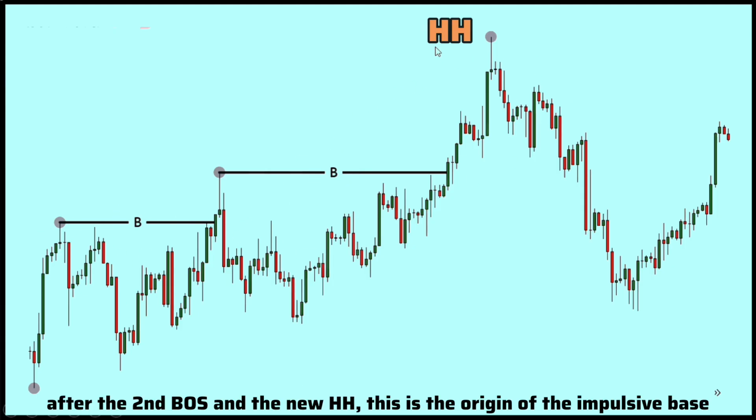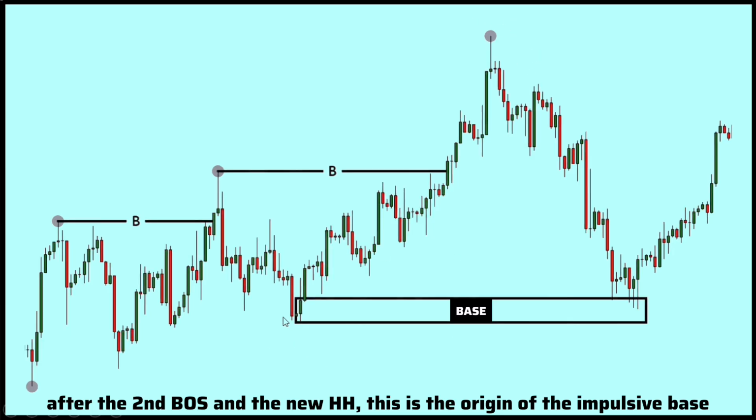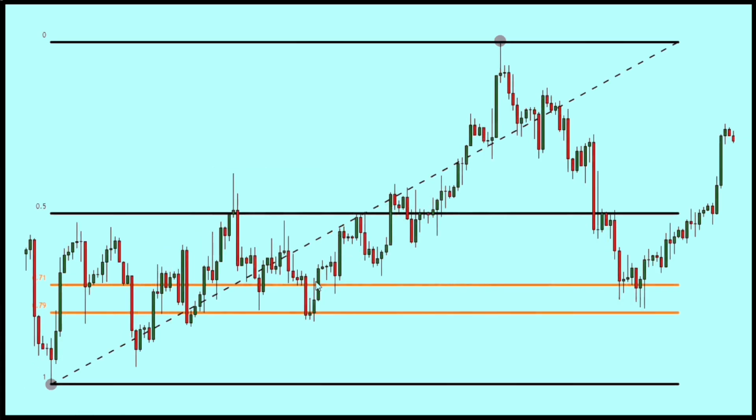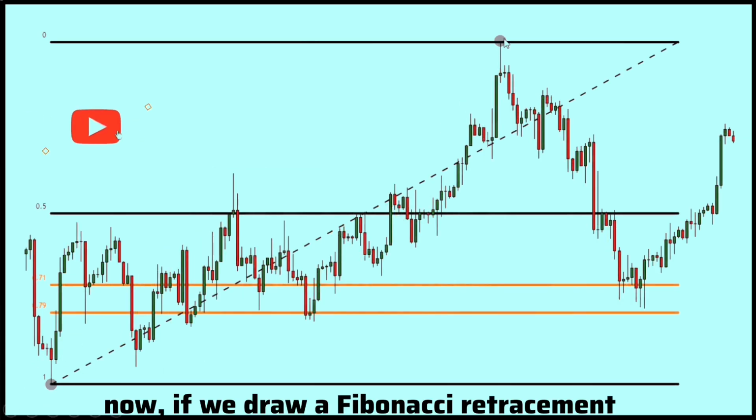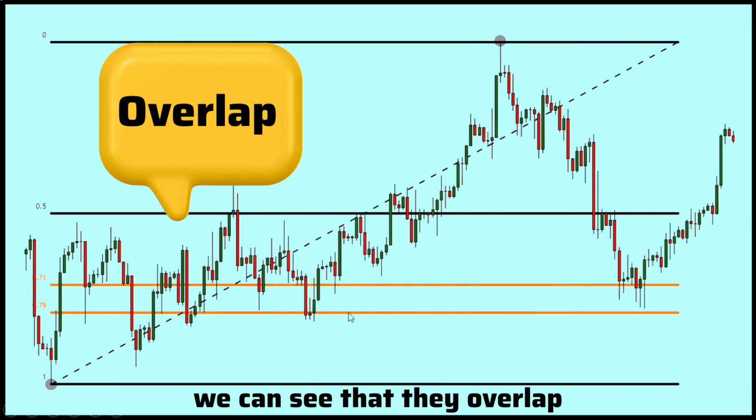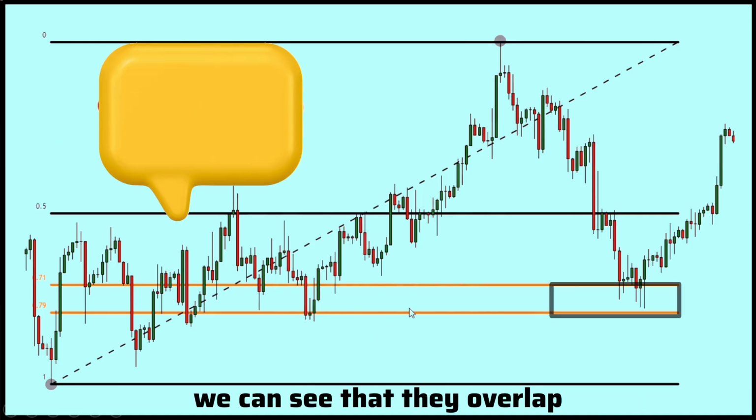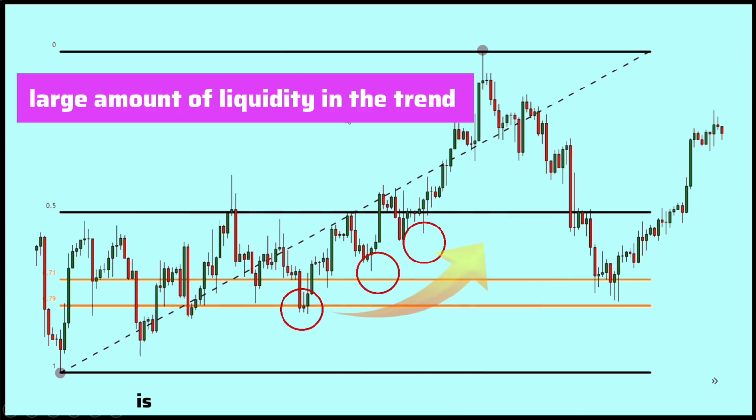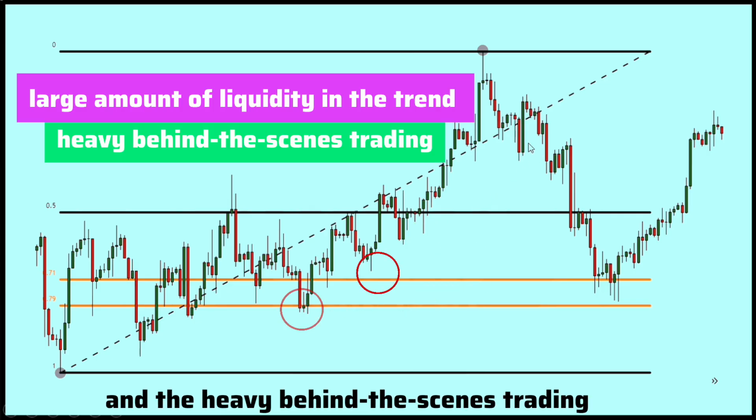For example, in this uptrend as shown, we had two BOS in the direction of the trend. After the second BOS and the new higher high, this is the origin of the impulsive base. Now if we draw a Fibonacci retracement from the bottom to the top and combine our Fibonacci trading zone with this impulsive base, we can see that they overlap. The reason for this Fibonacci signal is the large amount of liquidity in the trend and the heavy behind the scenes trading.